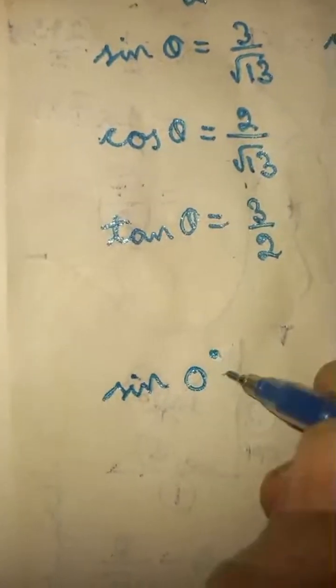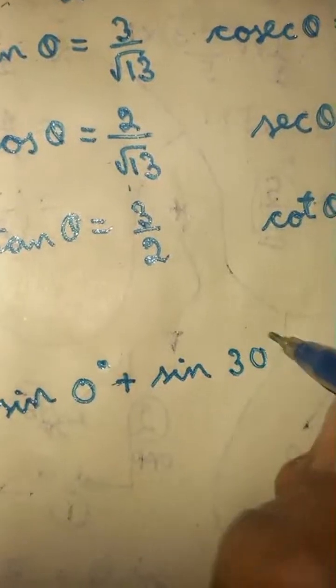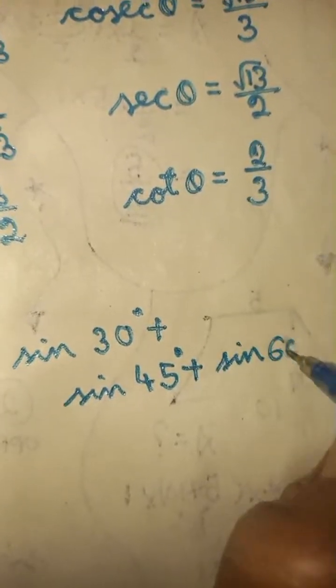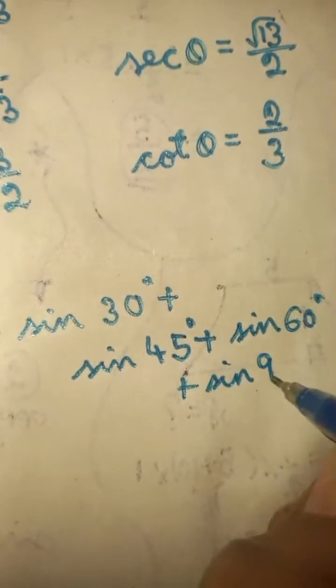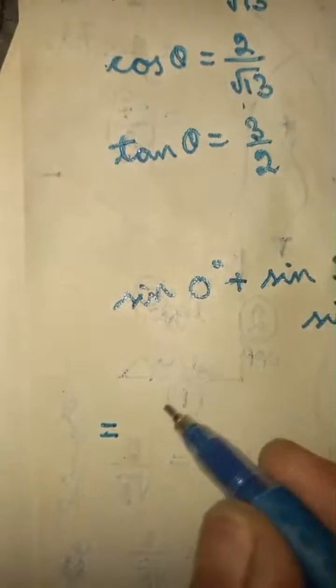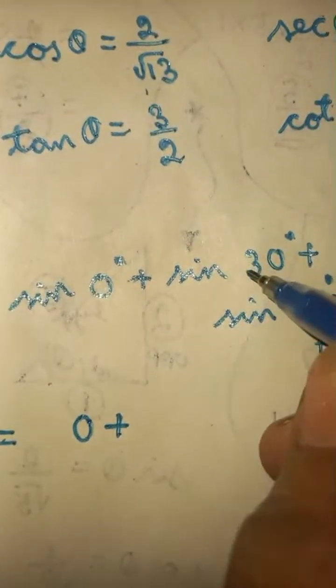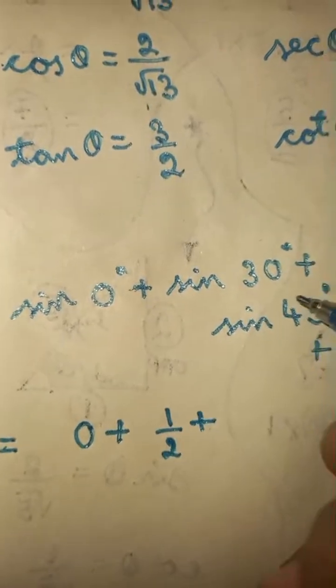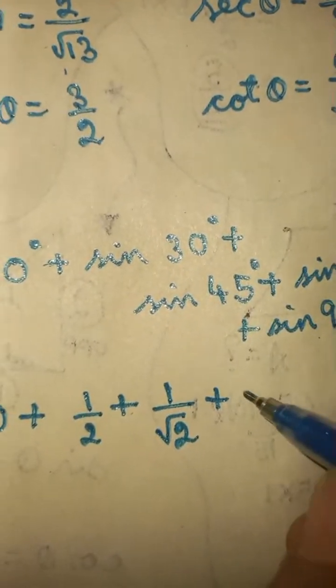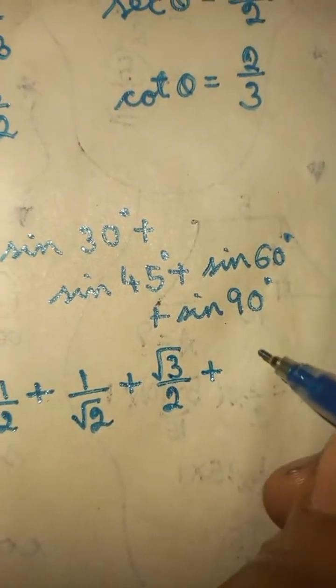Let's find out different problems of this. Here they have given a problem: sine 0 degree plus sine 30 degree plus sine of 45 degree plus sine 60 degree plus sine 90 degree. Now you need to find its complete value. You can find it easily. Sine of 0 degree is 0, plus sine of 30 degree, which is half, sine of 45 degree, which is 1 by root 2, plus sine of 60 degree, which is root 3 by 2, plus sine 90 degree, which is equal to 1.